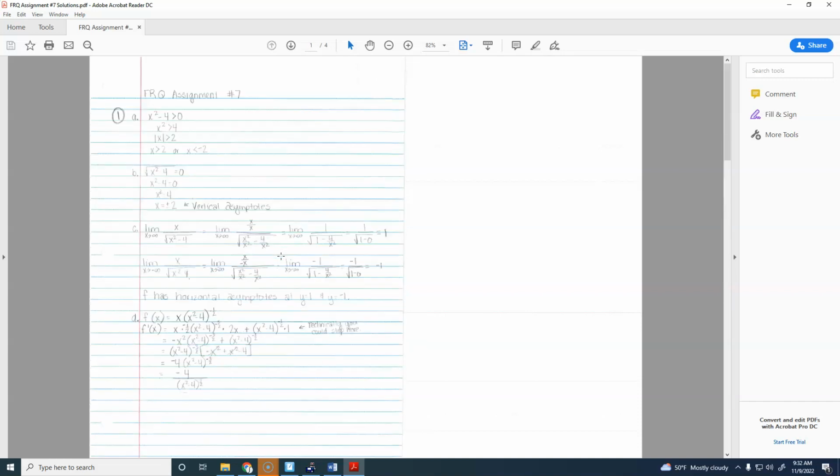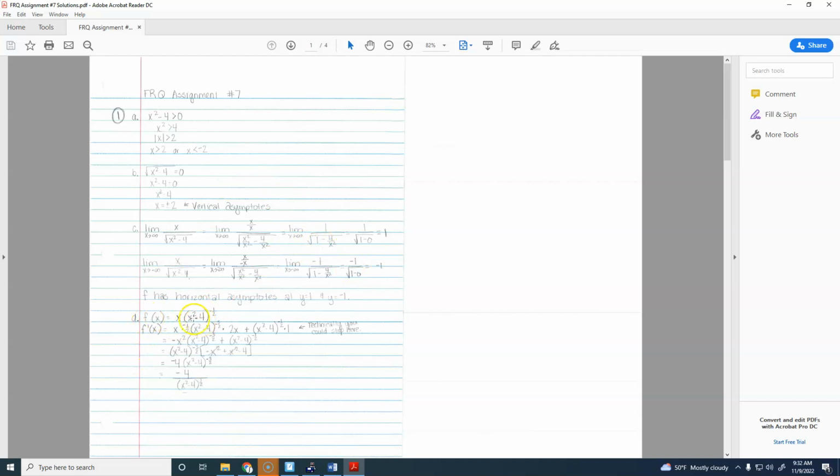Three's probably the toughest, I would say. Probably right here. Your horizontal asymptotes are a little bit tricky, but you're just taking the limit as x approaches infinity. This is where you're going to get opposite signs on these. So that is probably going to be the most difficult thing.